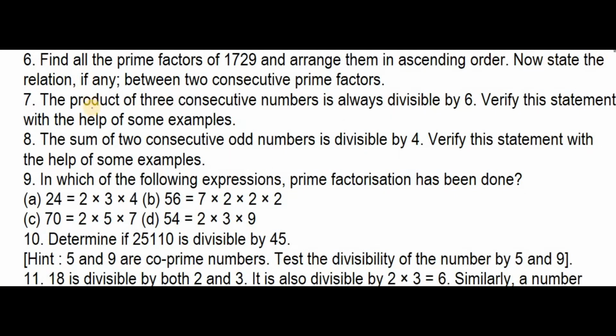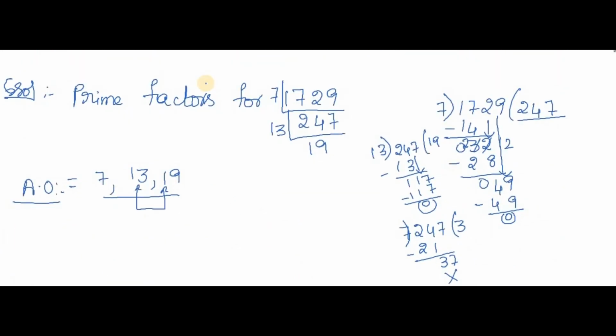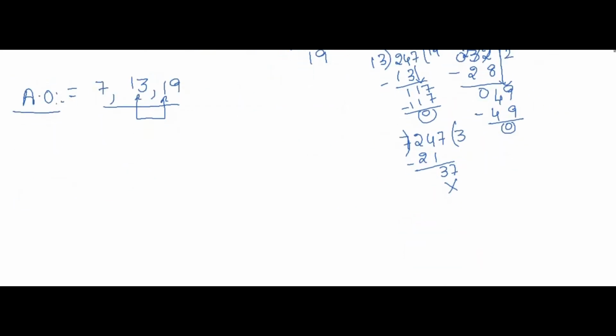They ask, now state the relation, if any, between two consecutive prime factors. We already said that 13 and 19, those two are consecutive prime factors. And seventh question, friends: the product of three consecutive numbers is always divisible by 6. Verify the statement with the help of some examples. So the product of three consecutive numbers is always divisible by 6. We'll see that. We will take any three consecutive numbers. And this is the seventh question.